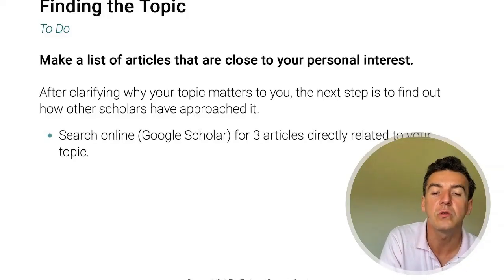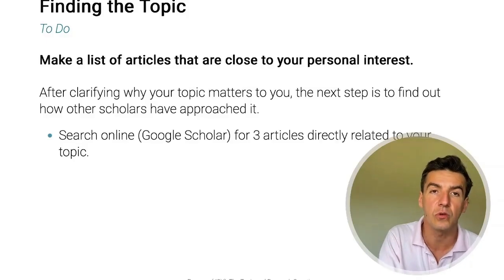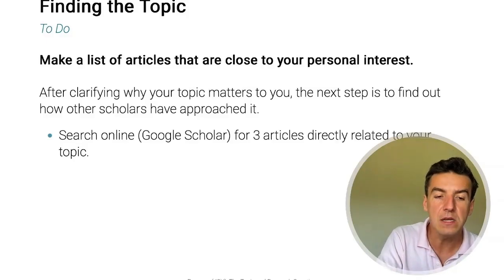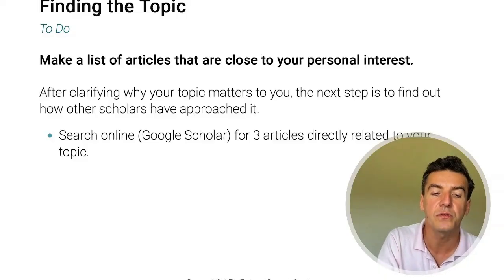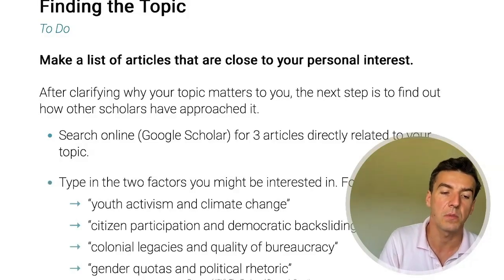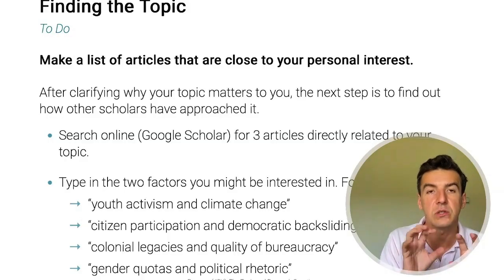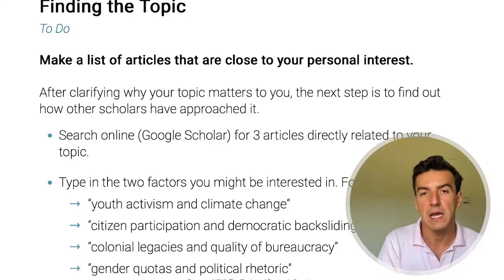You go to Google Scholar, right? So you type in Google and you type in Google Scholar. And within Google Scholar, you search for 3 articles that are directly related to your topic. So what do you need to type in? You should type in the 2 factors, the 2 concepts that you're really interested in.